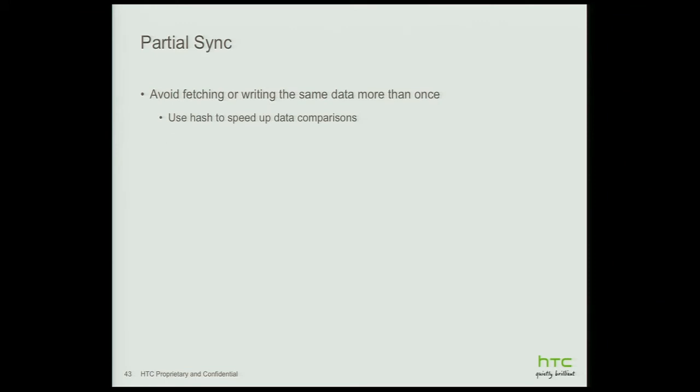Other than fetching less content, you want to avoid fetching the same data or writing the same data twice. One of the things you need to do when you sync is compare old content with new content to see if any updates are needed. Comparing two data objects can take many CPU cycles. If you use a hash function to compute the hash values of these data objects and use the hash values for comparison, that will save you a lot of CPU cycles.